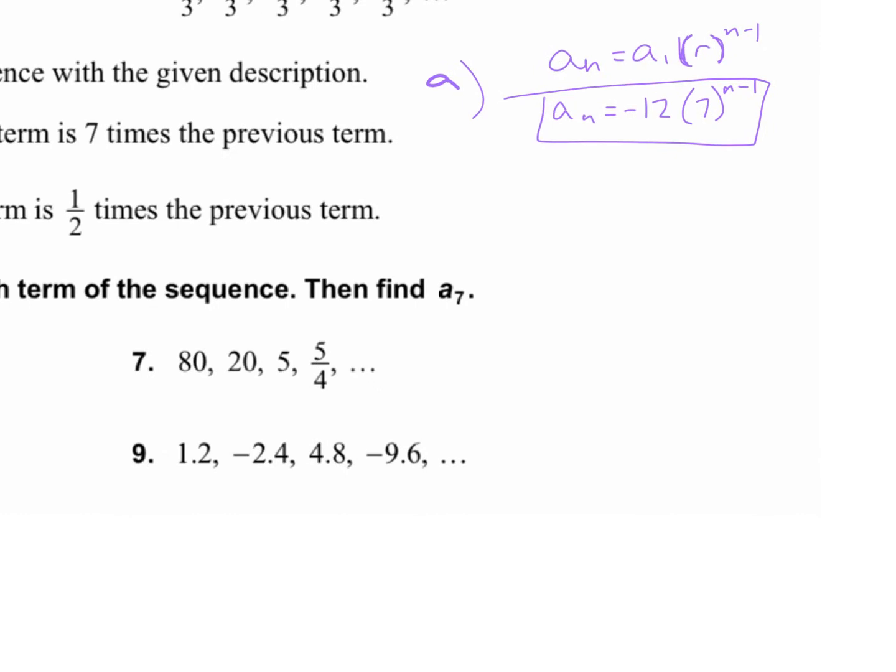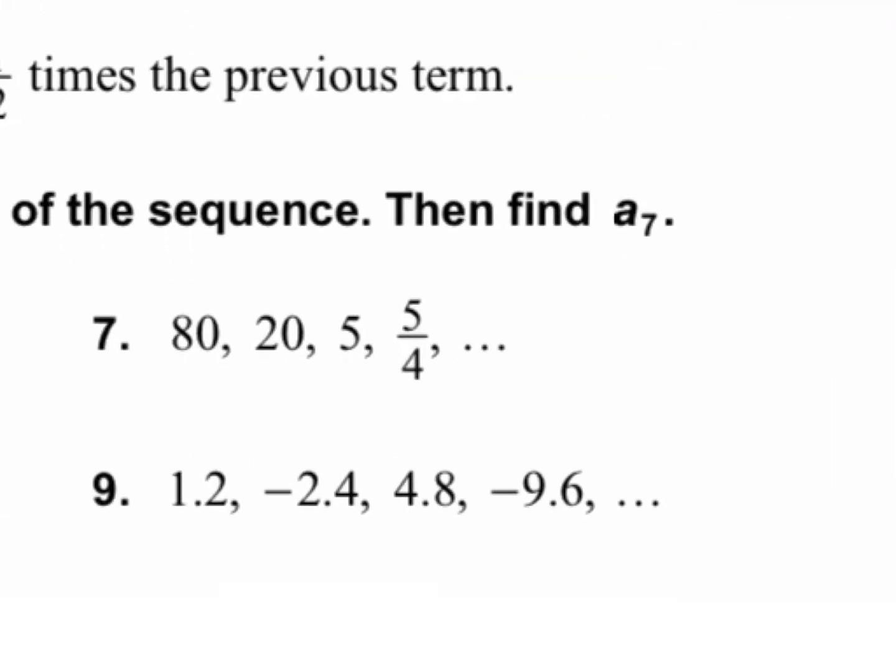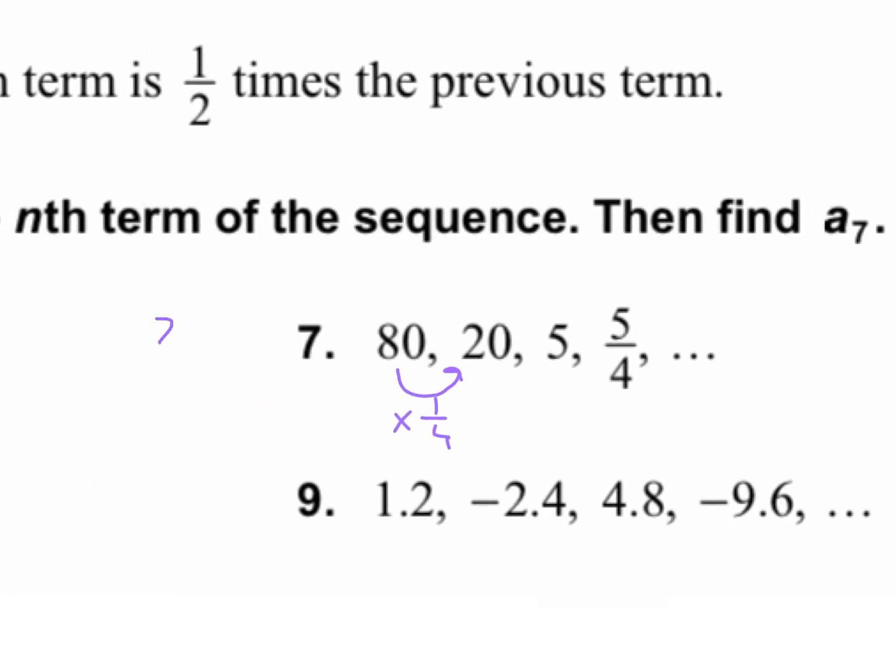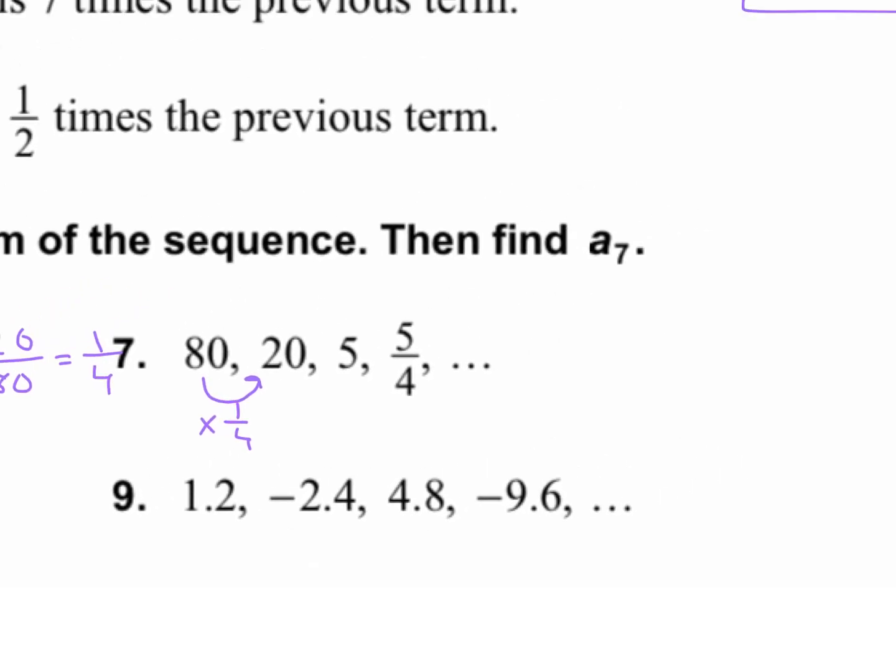All right, let's jump to number 7. We have to write a rule for the nth term of the sequence and find A sub 7. So what are we multiplying to get from 80 to 20? You're dividing by 4. But what are we multiplying by? 1/4. Awesome. We're multiplying by 1/4. And you can always check that by taking the second term and dividing by the first. And that'll give you 1/4. So that's our r. So just remember, we are dividing by 4. That is true. But to plug into our formula, you need what you're multiplying by, so it's 1/4. Okay. So just be careful with that.